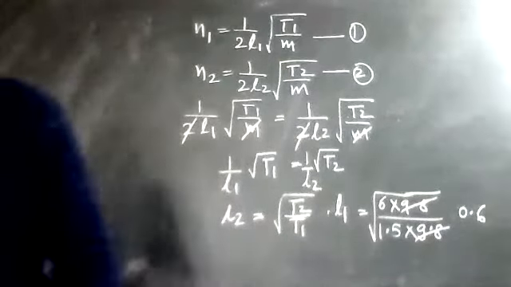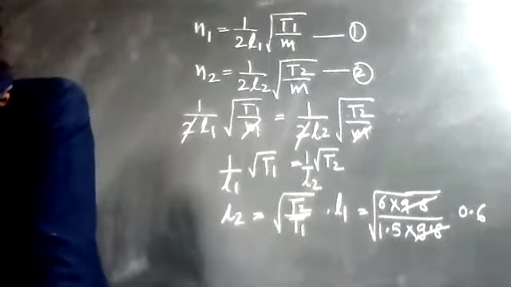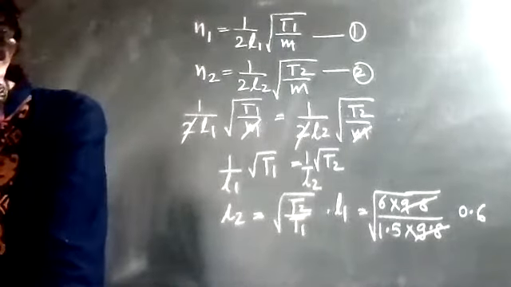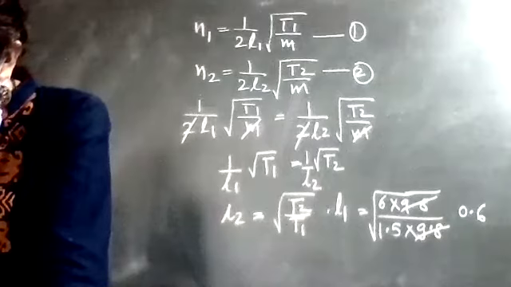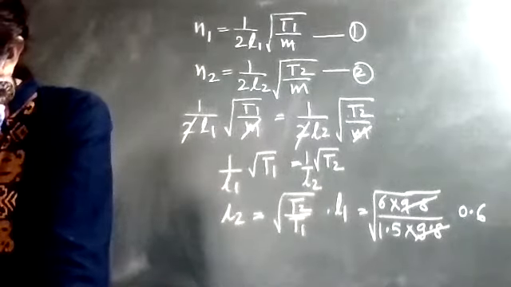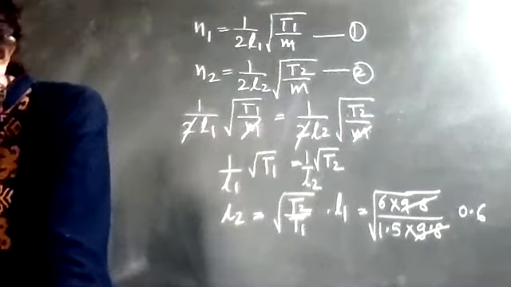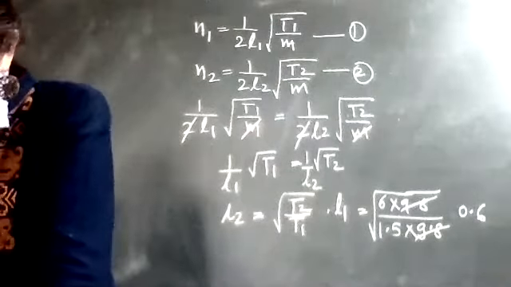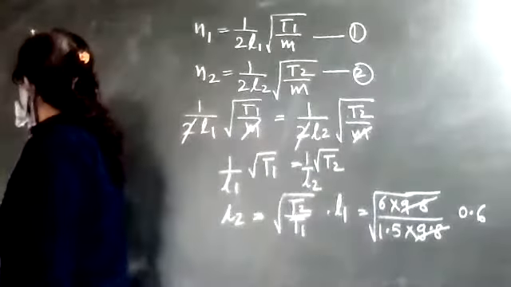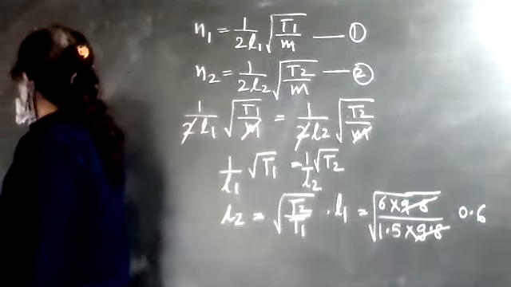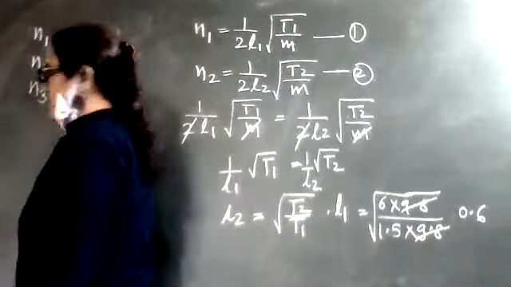So your problem number 15. In that problem number 15, you are given a pipe closed at one end that can produce overtone frequencies 640 Hz, 896 Hz and 1152 Hz. Calculate the fundamental frequency. So you have been given the overtone frequencies: the first overtone frequency, the second overtone frequency and the third overtone frequency.